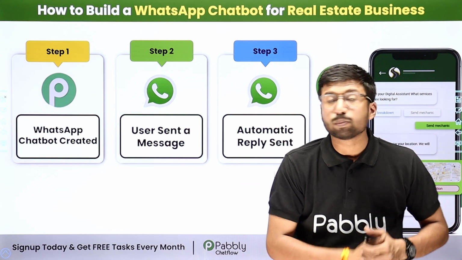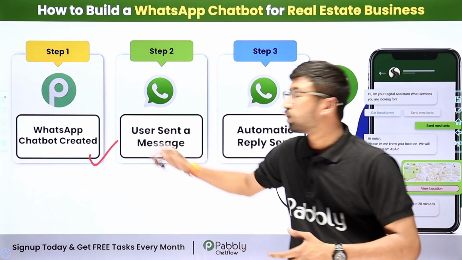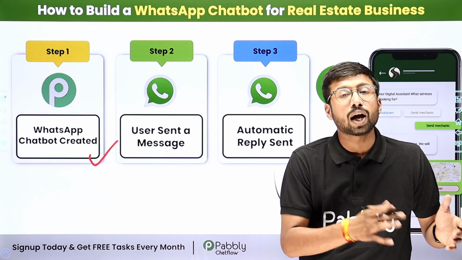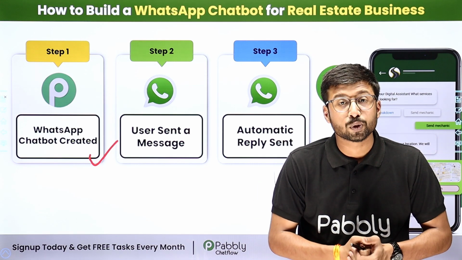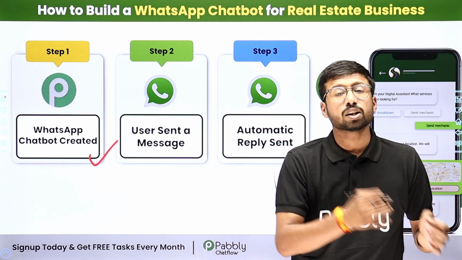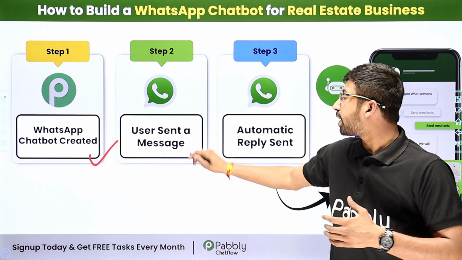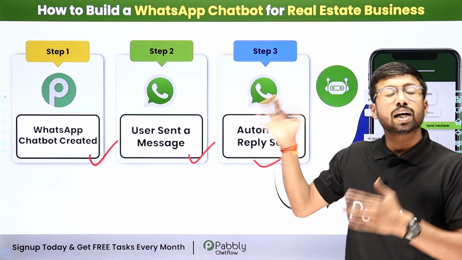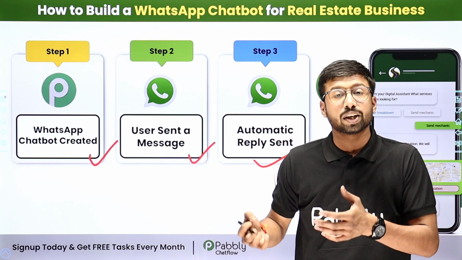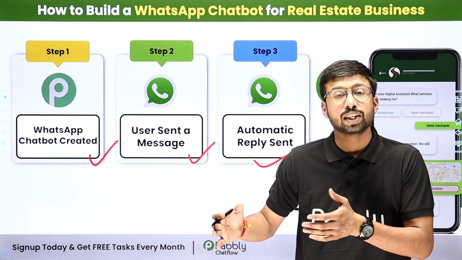So first, using Pabbly Chatflow, we are going to create a WhatsApp chatbot. And in this chatbot, we are going to add all the questions or all the details which we want to collect from the lead. After that, once a user sends a message to this chatbot, the chatbot will trigger and it will automatically start sending messages to the leads, ask all the questions, and collect all the necessary details using which you can qualify the leads as well.